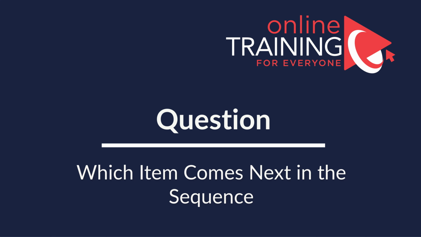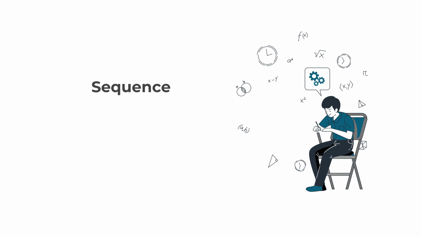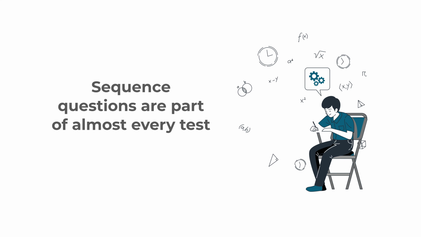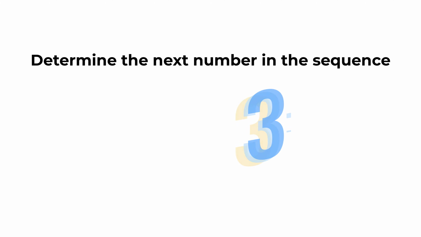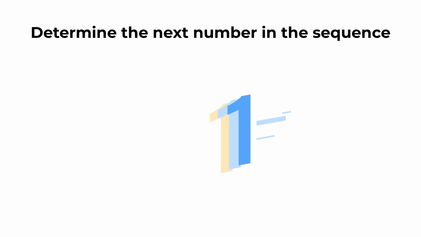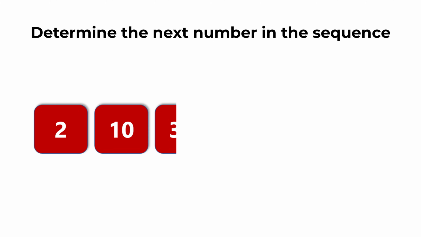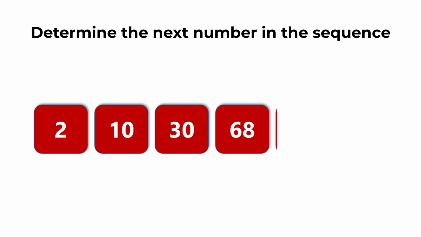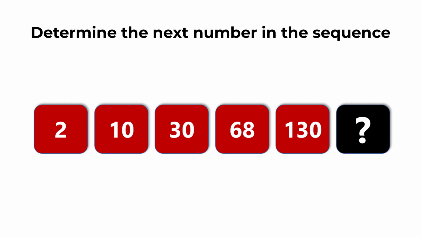It is almost guaranteed that you will get a question like this on every test. You're presented with a sequence of numbers, and you need to determine the next number in the sequence. In this case, the numbers are 2, 10, 30, 68, 130, and the next number is missing. Can you determine what comes next in the sequence?